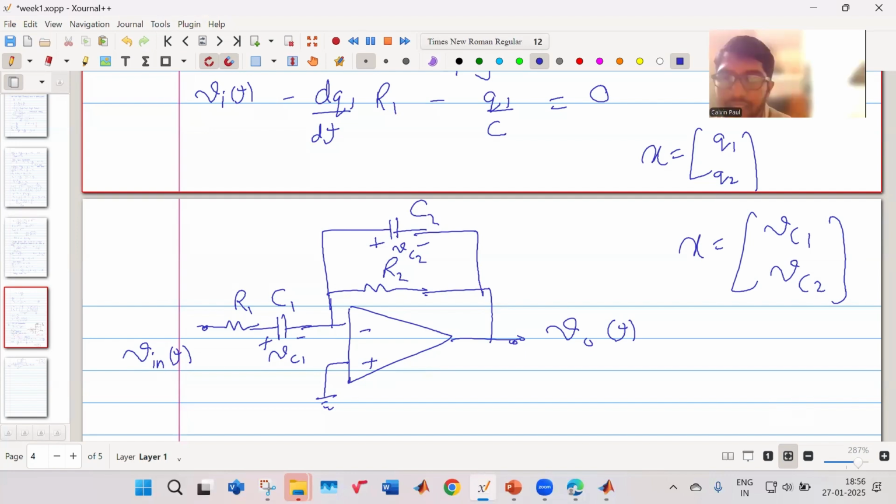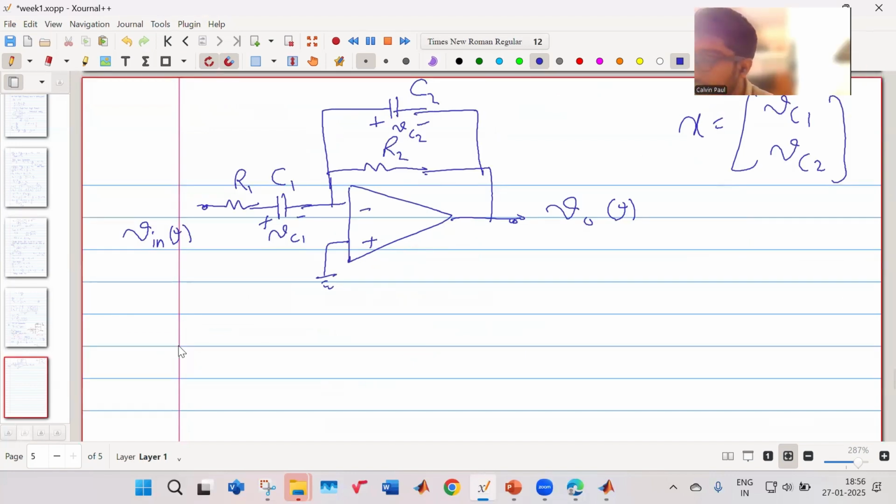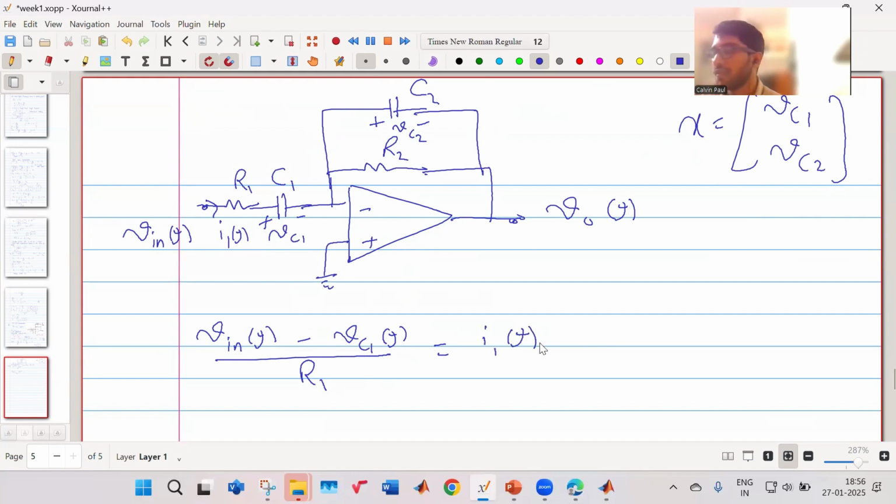So first I'll start with the input side. I have (V input of t minus Vc1 of t) upon R1 is equal to this current I1 of t. This current I1 of t is flowing through my capacitor, and the current through the capacitor we know is given by C1 into dVc1 upon dt.